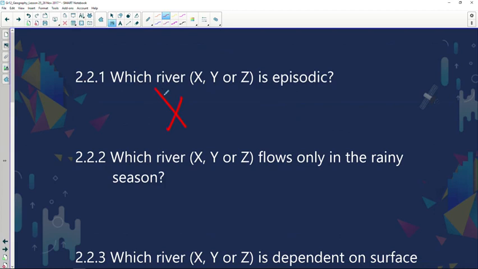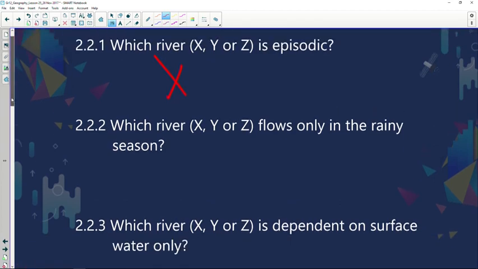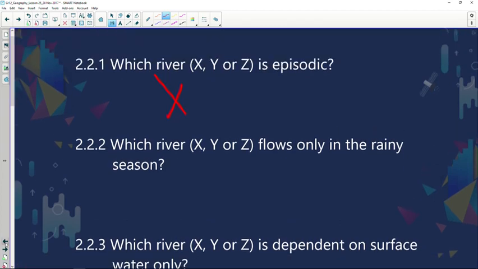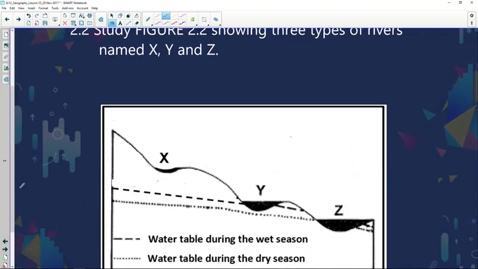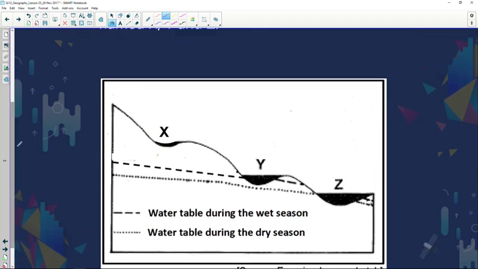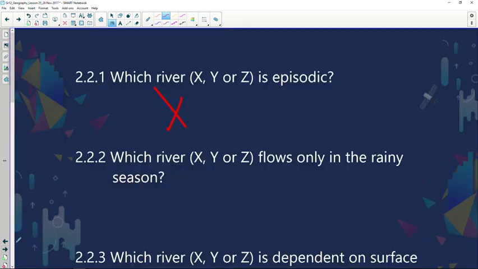Which river, X, Y, or Z, flows only in the rain season? That will be a periodic river. But let's go and have a look which one is the periodic river. That will be Y. Because look over here, this is during dry season. But look at rainy season, there's going to be water in it. That's our non-perennial rivers. It's only flowing seasonally. So the correct answer over there is going to be Y.